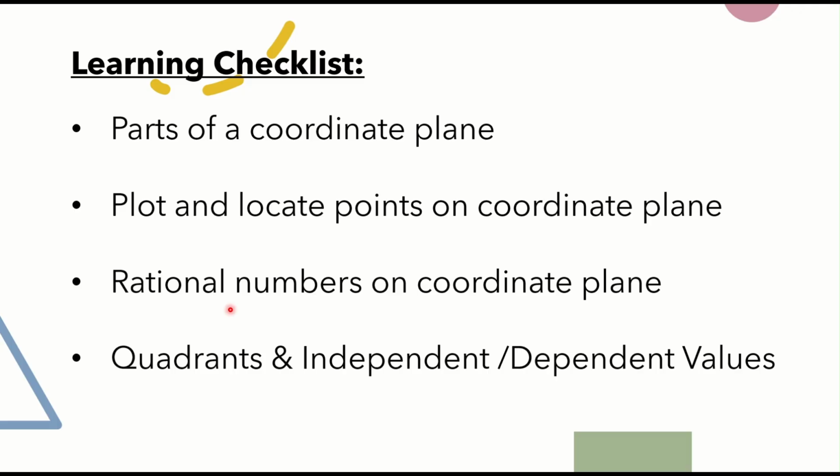Here is our learning checklist. So we will learn parts of the coordinate plane, how to plot and locate points on the coordinate plane, rational numbers on a coordinate plane, the different quadrants, and what is an independent and dependent value. So let's go ahead and get started.